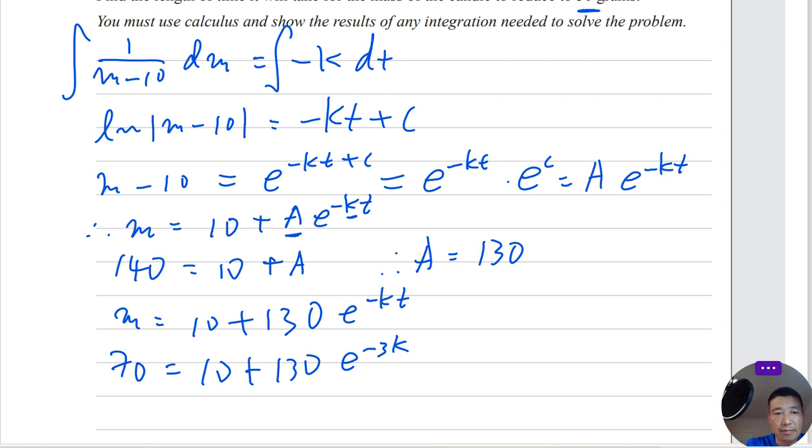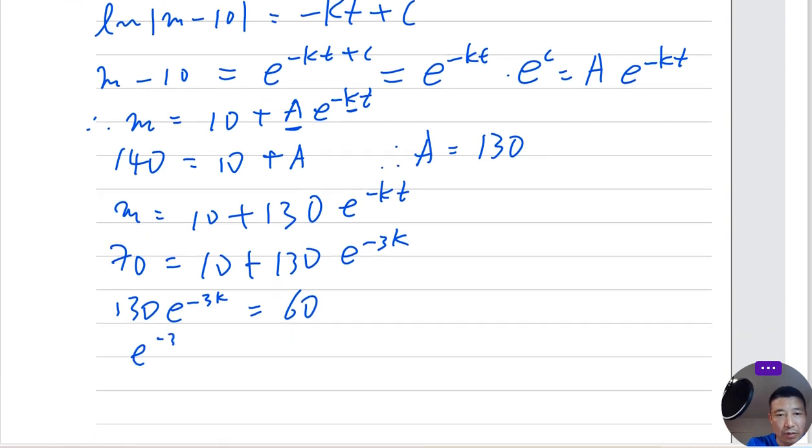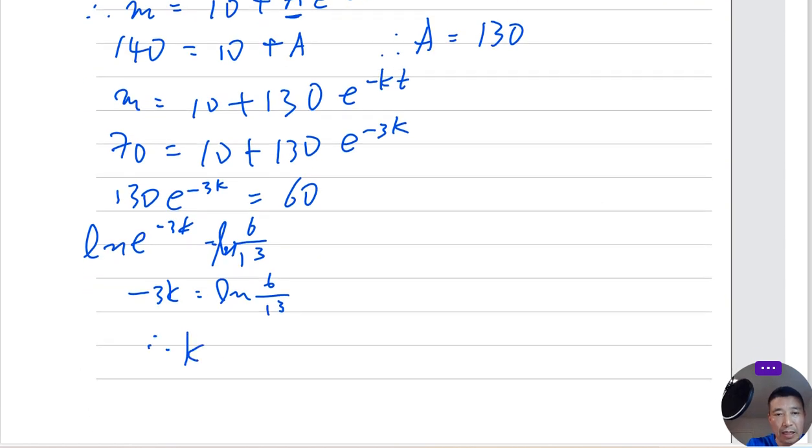Now, 130 e to the power of negative 3k equals 60. So e to the power of negative 3k equals 6 over 13, right? So hence, in this case, we have to put natural log on both sides, right? So negative 3k comes to the front, equals natural log 6 over 13. So that must be a negative number, isn't it? k equals natural log 6 over 13 over negative 3.